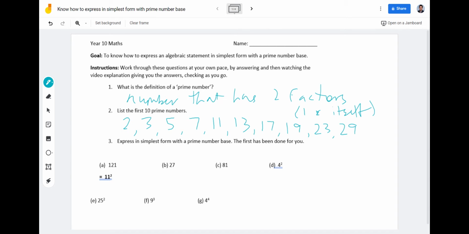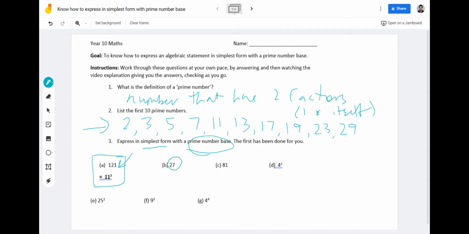Okay, so we need to know what prime numbers are to be able to do the topic today. So our goal is to be able to express things in simplest form with a prime number base. That means the base before the power is a prime number, like one of these numbers up here. Right, the first one's been done for us. Have a look at what's happened here. 121, that's not a prime number, but 121 is 11 squared. All right, so we've written that as 11 squared.